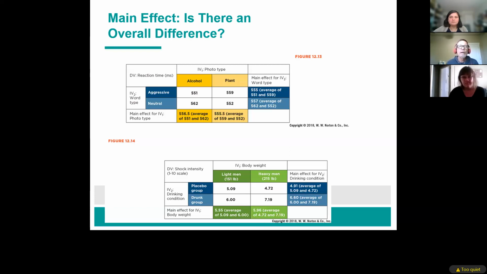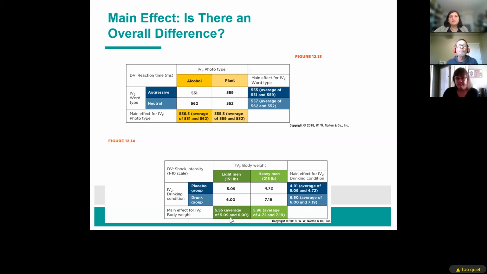As far as body weight, for those in the light men condition, they have an average of 5.5, and in the heavy men condition they have an average of 5.96. And there's less of a significant difference in that. So I would say there's probably no difference.